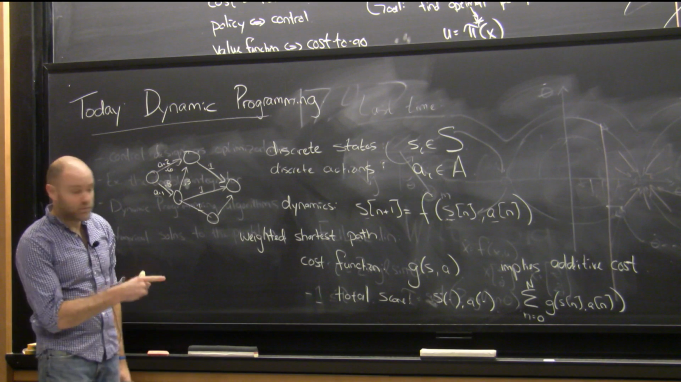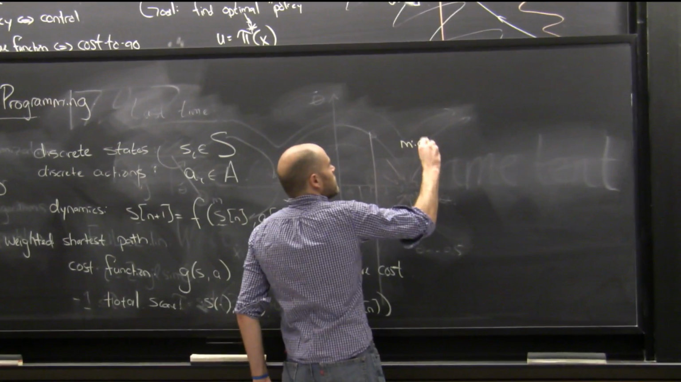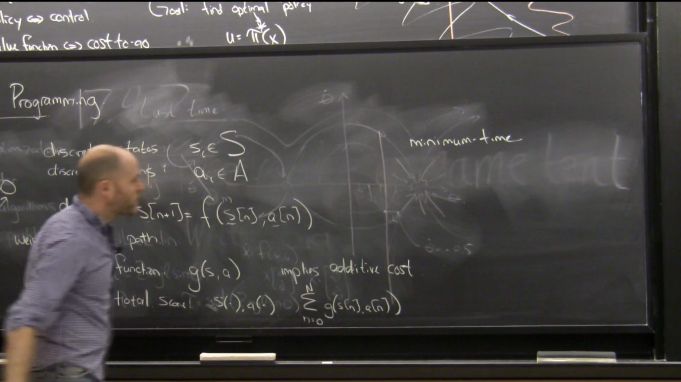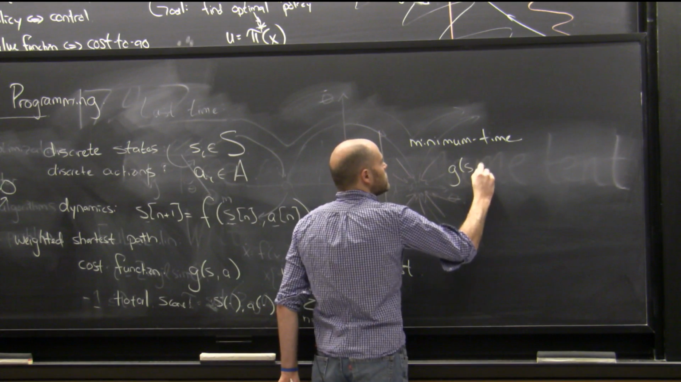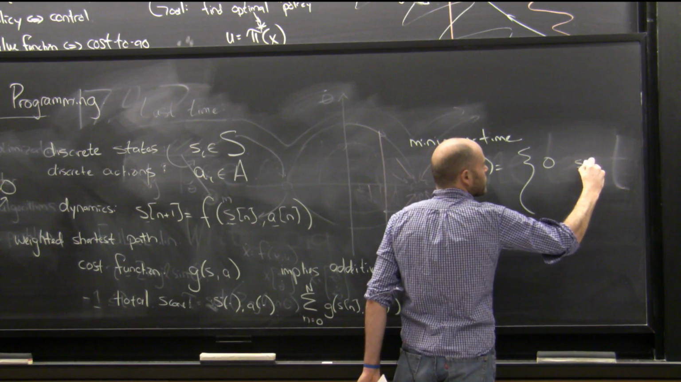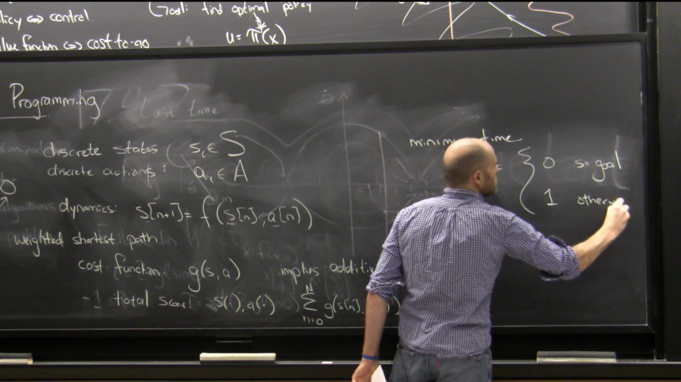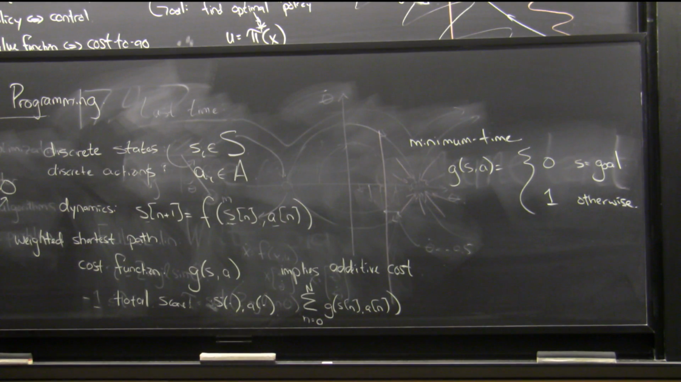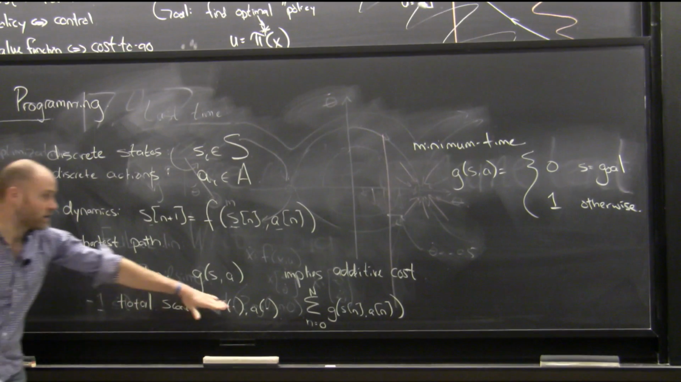Now, the minimum time problem can fit this, right? It doesn't feel like minimum time should fit this. But if I were to just say g of s, a equals 0 if s is my goal, and 1 otherwise, then you can still write it in an additive time formulation. If I just accrue cost everywhere until I get to the goal, then it fits this additive cost formulation.